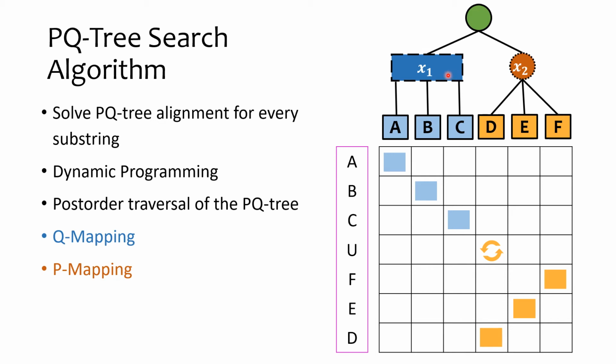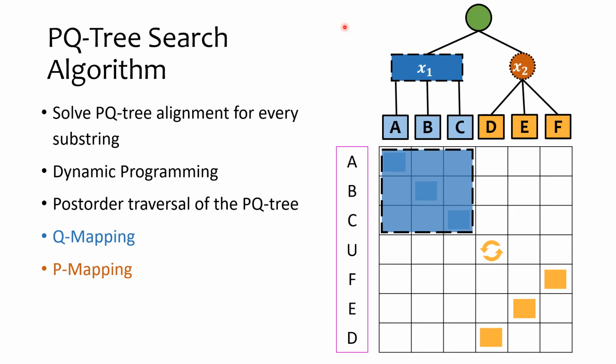X1 here is a Q node, so it is aligned to the string using the Q mapping algorithm. Because the children of a Q node must appear in sequential order, Q mapping is quite similar to sequence alignment. However, the children of a P node, like the node X2 here, can appear in any order, so P mapping is a more challenging task.